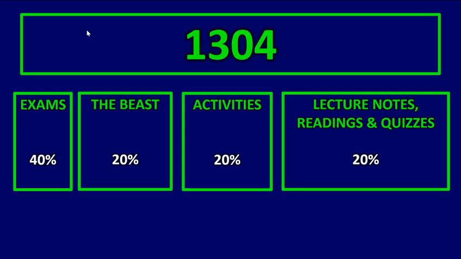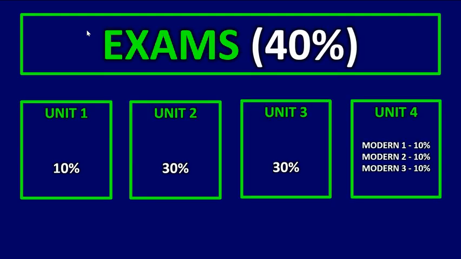So the exams are worth 40% of the grade. The research project is worth 20% of the grade. The activities are worth 20%. And then the lecture notes and quizzes are worth 20%. So let's take a look at the exams of this class.